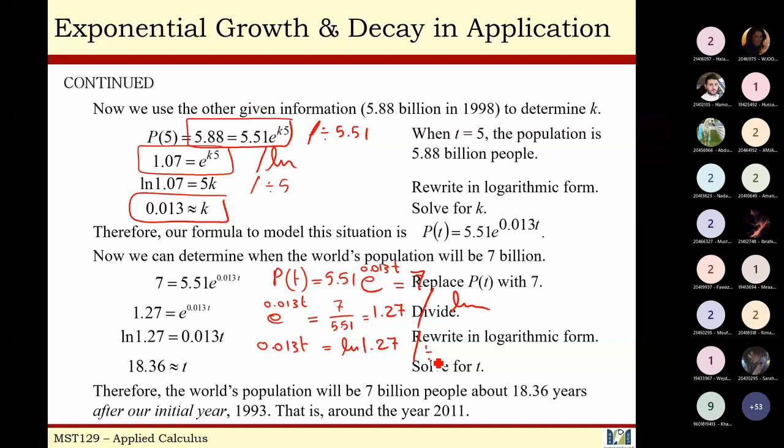From 1993, add 18 years, so we reach 7 billion in 2011. Okay.